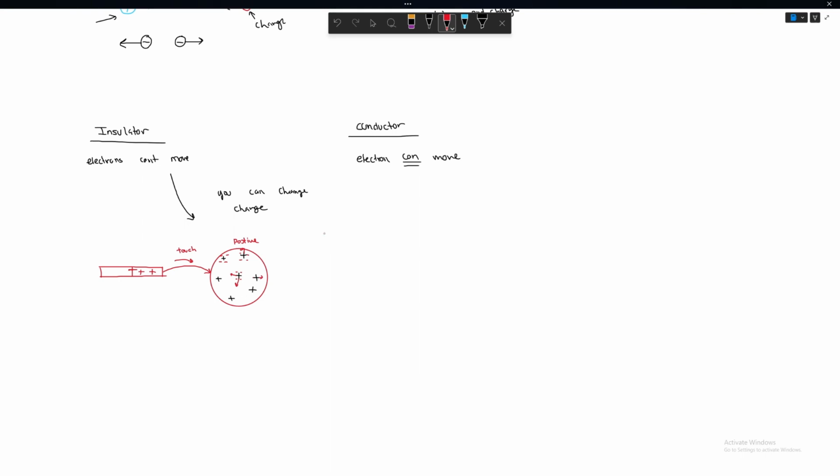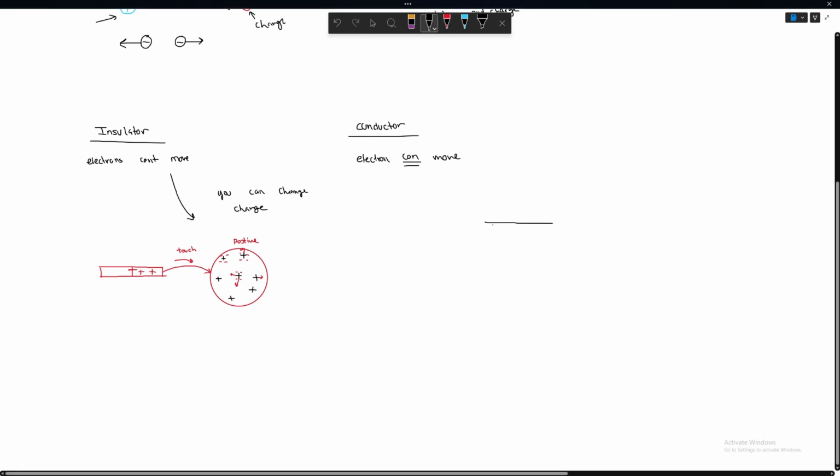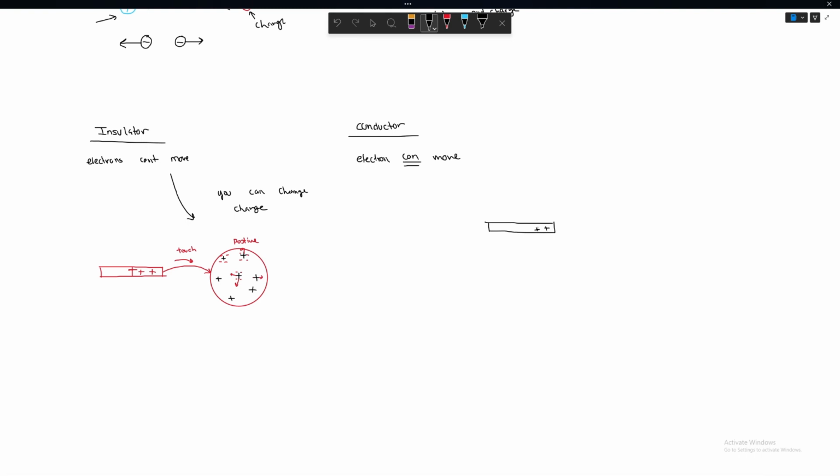Right. Now you can do the same thing with the conductor. Same idea, not much difference. Now the question is, when this charge moves, where does it move to? And where it actually moves is the outside. So if I have a bar like this, positively charged, or even if it's neutral actually. Let's say this is neutral, which means it has no charge. It has positives and negatives, but they're equal to each other, so no excess charge.